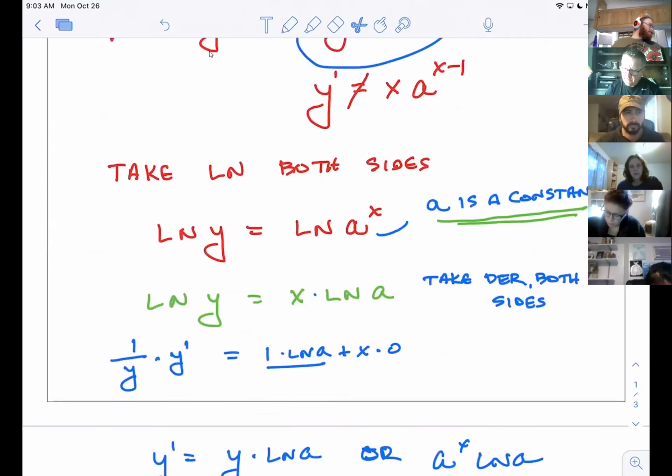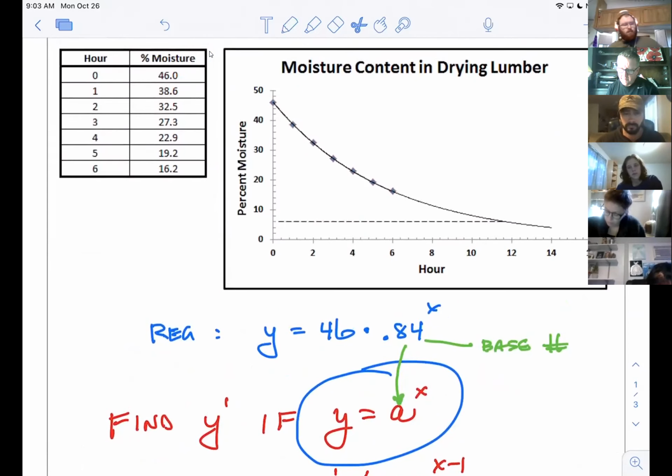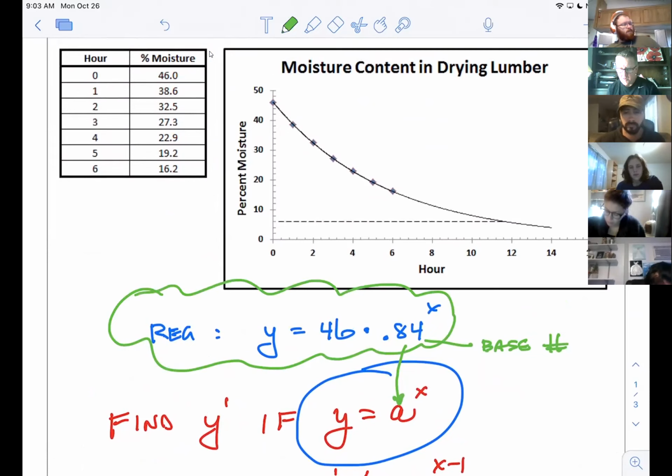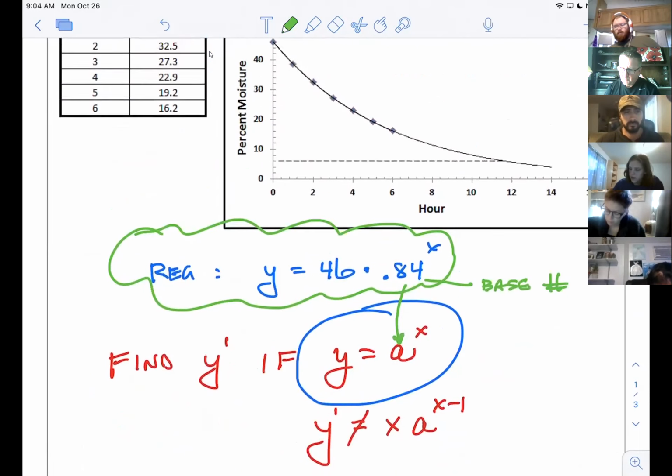So just to make this sink in a little bit, let's go back to this question and say, all right, awesome. You found this cool equation that models the moisture content of lumber, and you decide to see what calculus can tell you about it. Maybe I'll just pull that down below.